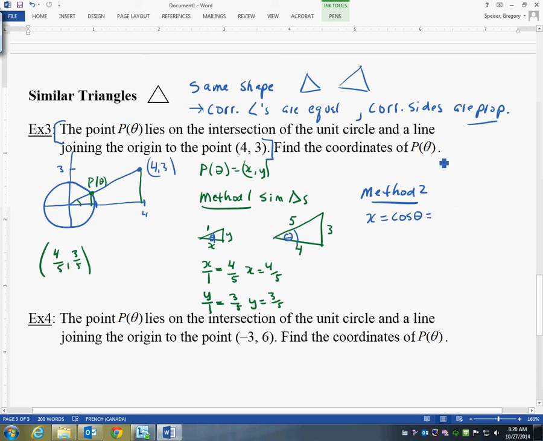So cos is equal to adjacent. I'll put my SOHCAHTOA up here just in case you need that refresher. So cos is equal to adjacent over hypotenuse. The adjacent side is 4, the hypotenuse is 5. Boom, we're done, right? x is equal to 4/5. Both of them very, very quick.